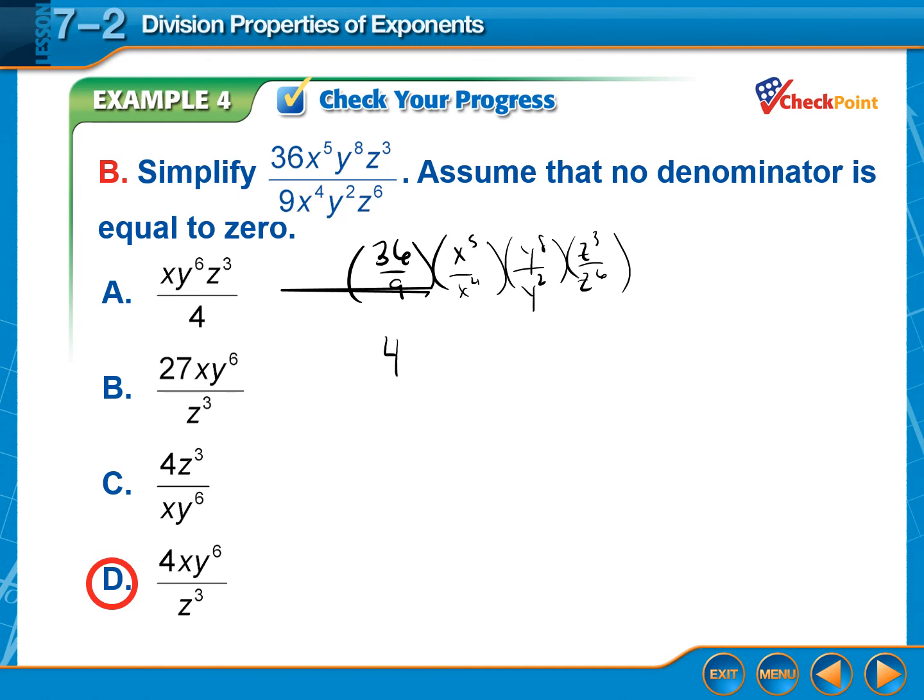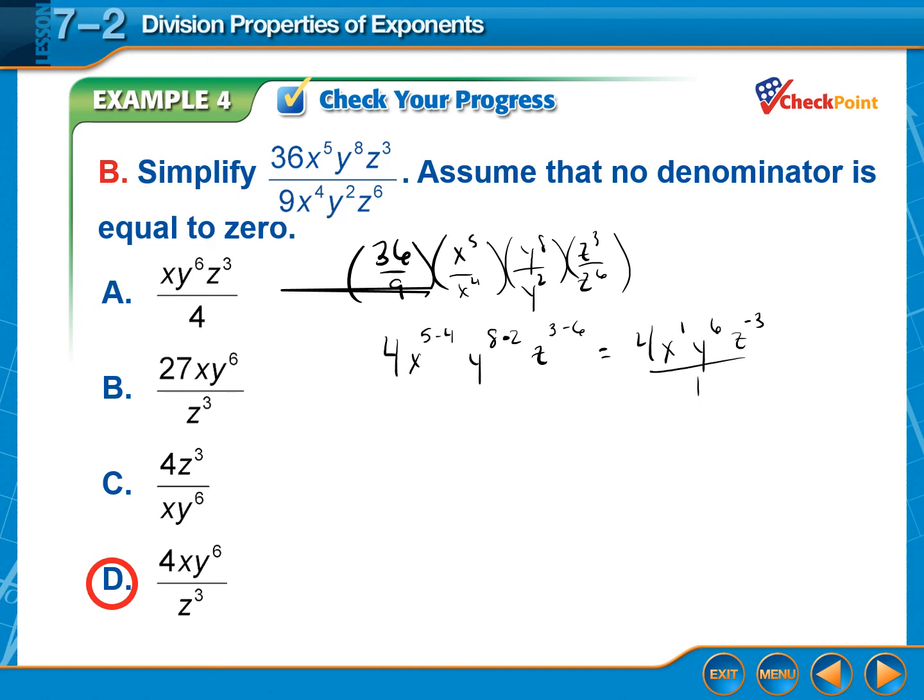Then we're going to subtract the powers for x, y, and z. So x, we're going to subtract 5 minus 4. y, we're going to subtract 8 minus 2. And z, we're going to subtract 3 minus 6. So that gives us 4. x is to the 1st. y is to the 6th. And z, when I do 3 minus 6, I get negative 3.